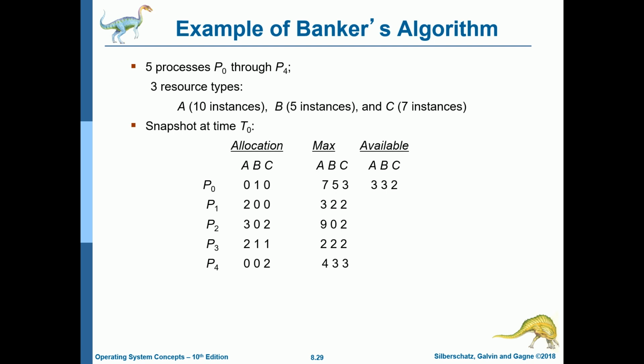To illustrate the banker's algorithm, let's consider a system with 5 threads, T sub 0 to T sub 4, or in this case in the slides, processes P sub 0 to P sub 4. We also consider 3 resource types, A, B, and C. Resource type A has 10 instances. Resource type B has 5. And resource type C has 7 instances. Now suppose that the following snapshot represents the current state of the system.